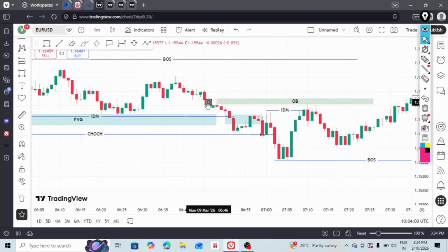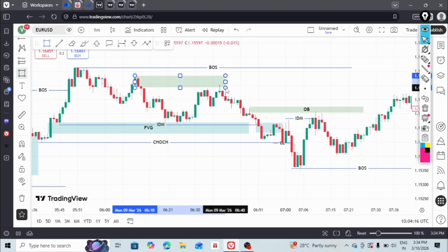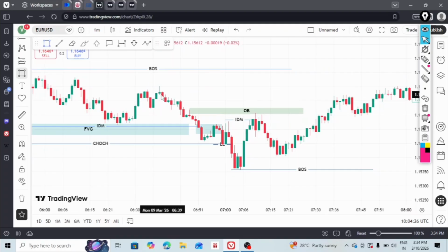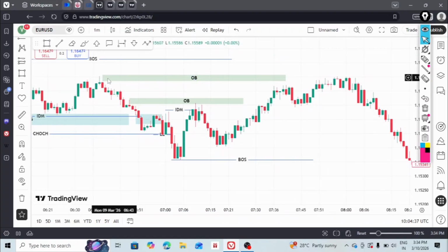Then if we look at here, where will be our extreme order block? We have a gap here. We'll take this as an order block, but this has already been mitigated, so we cannot consider this as an extreme order block. We don't have any other here. So this will be the only extreme order block here.